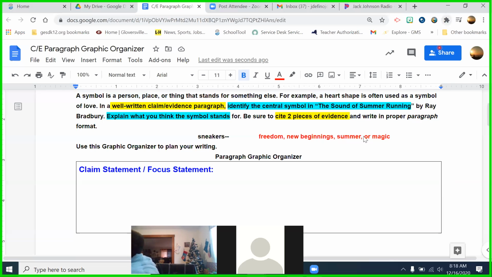Okay, so all of you are going to pick whatever you want the shoes to symbolize that you think is going to be easy to prove. Okay, so let's just do the claim statement together. So somebody take the wording of the question or the task and turn it around into an answer. Alex. The central symbol in The Sound of Summer Running is... Okay, just give me a second to type this.